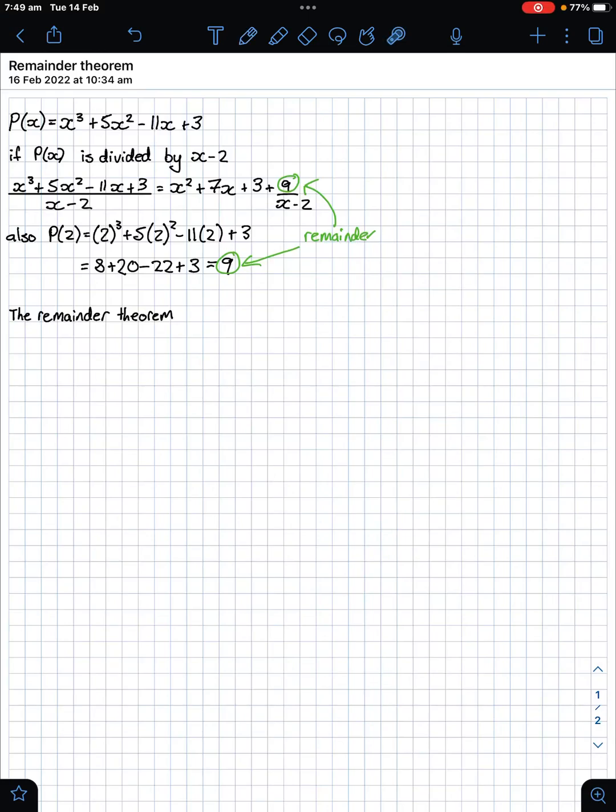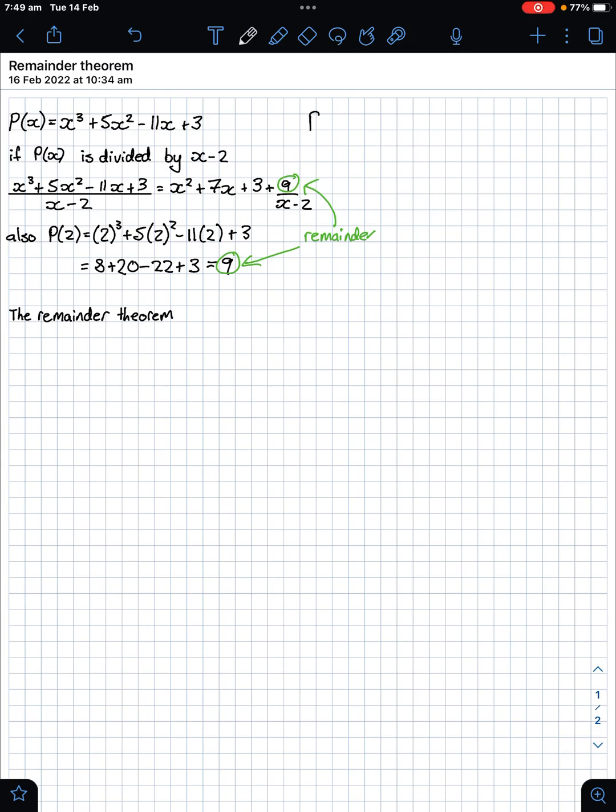So got an example here of the polynomial. So we've got x cubed plus 5x squared minus 11x plus 3. Now, if we divide this polynomial by x minus 2, we get this value here, which is obviously our remainder. We've sort of done this previously.